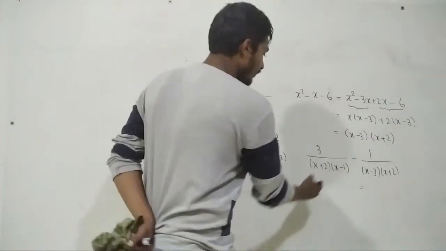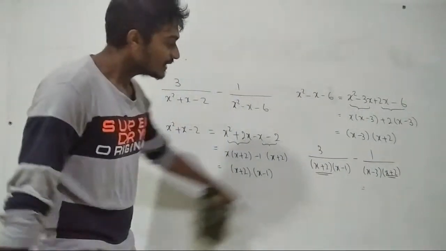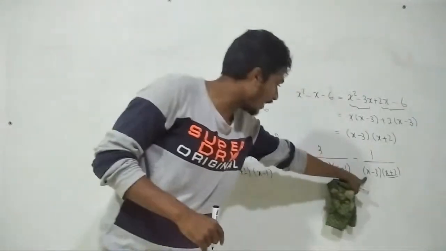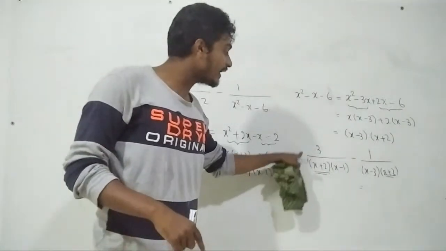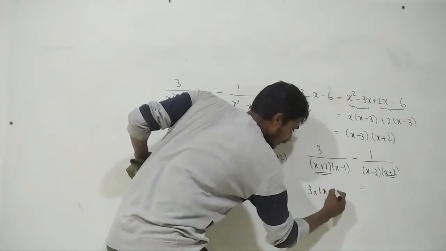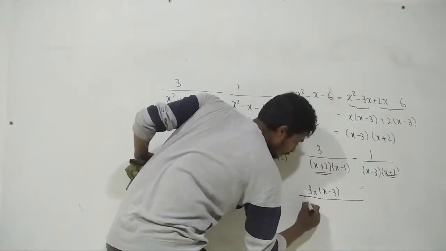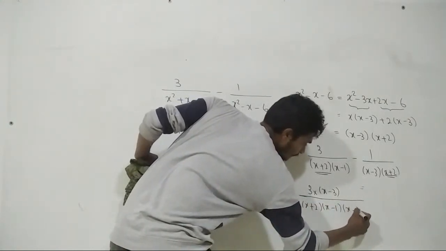So guys, look at this, x plus 2 is common for both of them. This guy lacks x minus 3, and this guy is lacking what? x minus 1. So for this guy, let's multiply x minus 3 up and down. So you will have 3 times x minus 3, and at the denominator also you will have x plus 2 into x minus 1 into x minus 3.